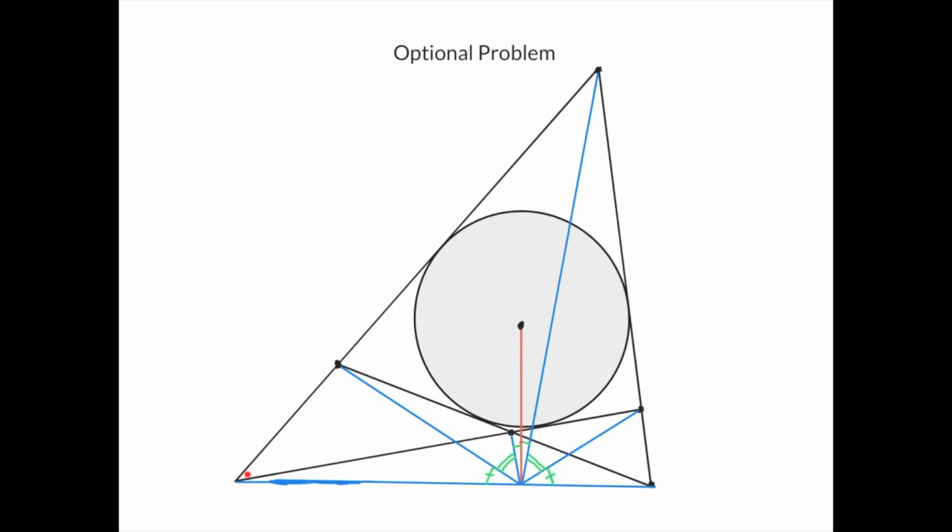Then we can define this line here, and drop this red perpendicular line from this point to this line. That's how we define this point, and now we connect it with the 4 vertices of the quadrilateral. That's how we define these green angles.